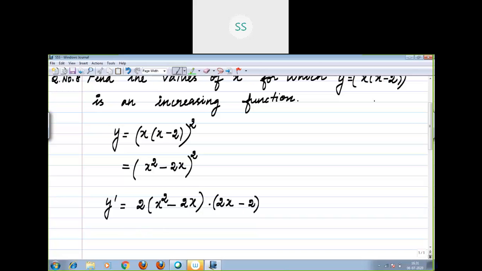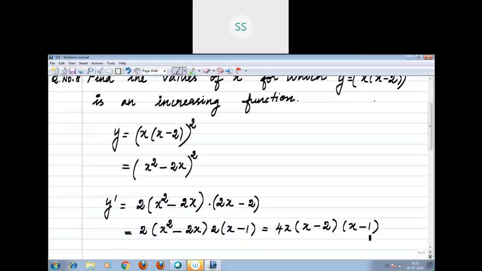Now, y dash is equal to 2 into (x square minus 2x) into (2x minus 2). Here you take 2 as common, so inside the bracket you get x minus 1. Then 2 into 2 is 4. In the first bracket you can take x as common, so the rest inside is x minus 2, into x minus 1. Now you write the derivative in terms of factorization.